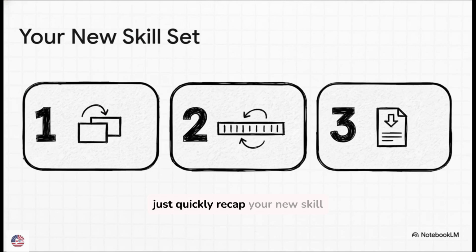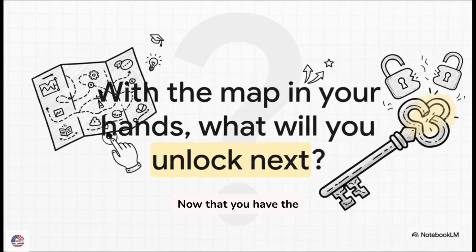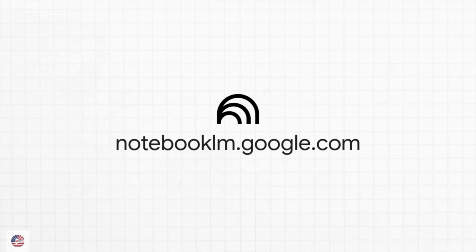So let's just quickly recap your new skill set. Rule number 1, always expand the description box first. That's your home base. Rule 2, use those timestamps and the visual chapters to jump exactly where you need to go. And Rule 3, look for a resources or download section to find all those awesome extra materials. Now that you have the map in your hands, the power to learn way more efficiently and without all that frustration is yours. The only question left is, with all this time you're about to save, what will you unlock next?